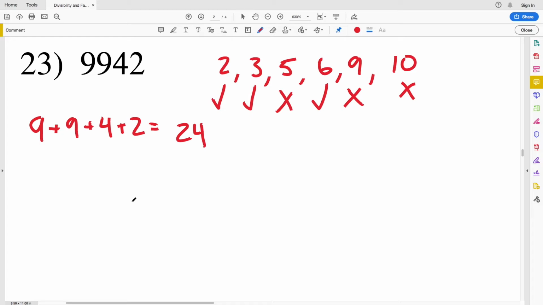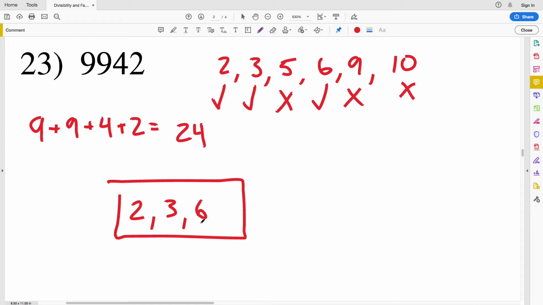So in number 23, we have 3 numbers that 9,942 is divisible by, and that's 2, 3, and 6. 2, 3, and 6 are all factors. If you're divisible by a number, that number is a factor.